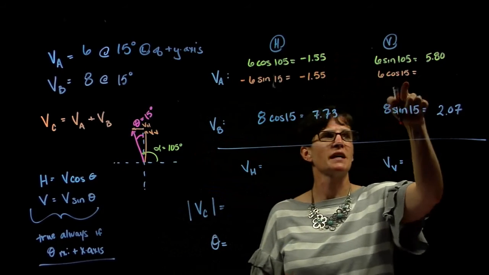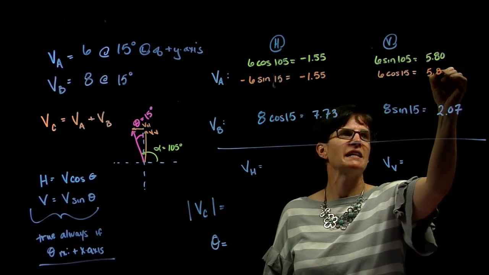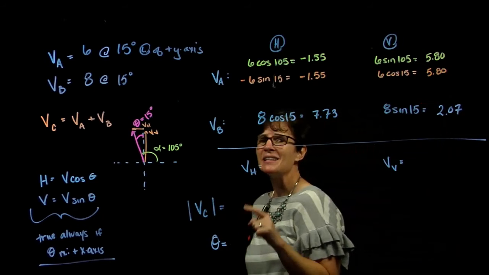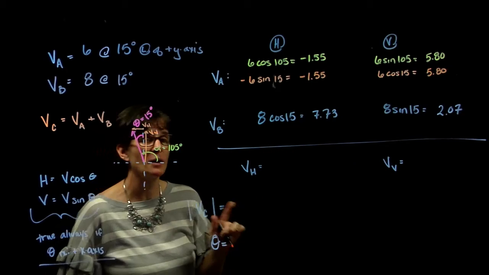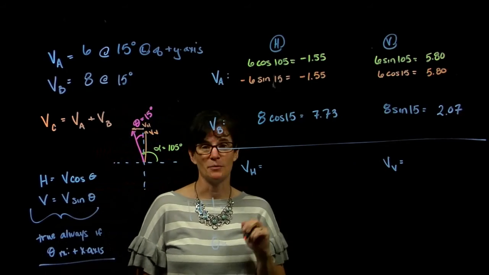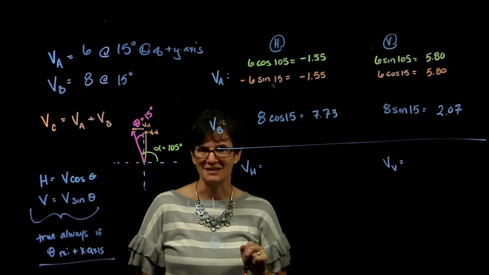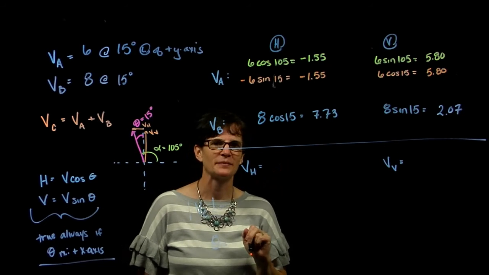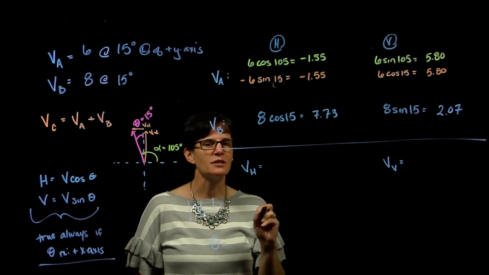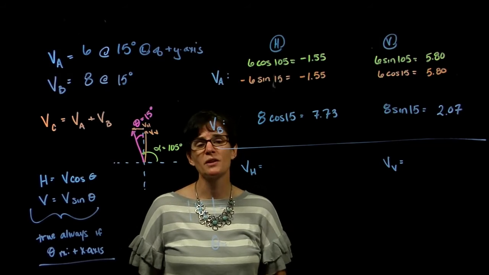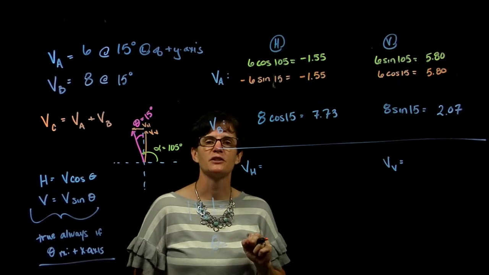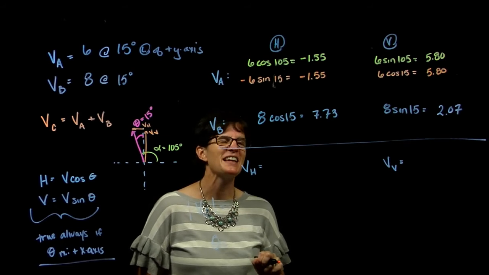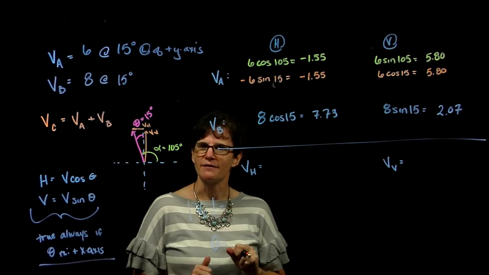6 times the cosine of 15 is 5.80. I also want to check, should I have a positive value? Well, that y component is indeed pointing upward, and so yes, I should have a positive value, and it stays what the calculator gave me. All right, so keep in mind, you can do it either way, whatever you're most comfortable with. Make sure you're being careful if you use the interior angles, and make sure that you're paying attention to that physics.